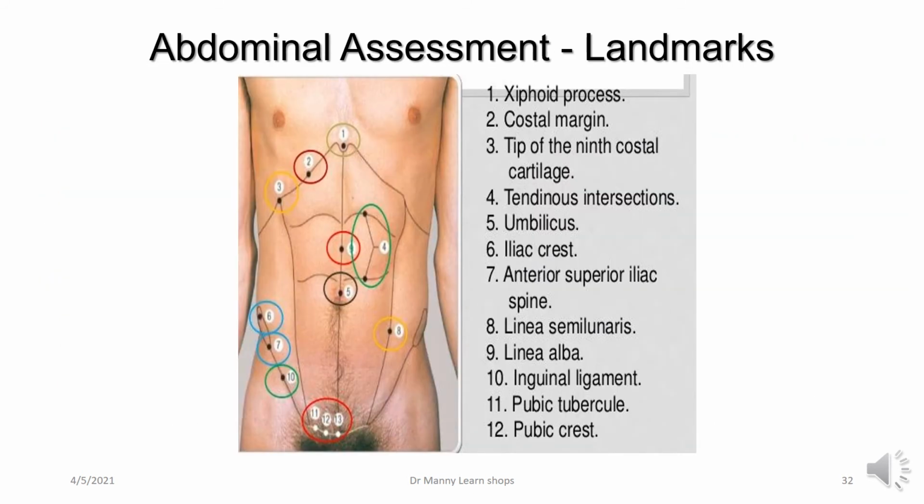Okay, now let's review some of the essential landmarks which we've already reviewed when we looked at the 4 quadrants and the 9 regions of the abdomen. Some of the landmarks that are important for you to remember: the xiphoid process, right down to the pubic crest. The umbilicus. The xiphoid process is an idea of where the diaphragm separates the thorax from the abdomen. The pubic crest, you're in the pelvis. The umbilicus should be midline.